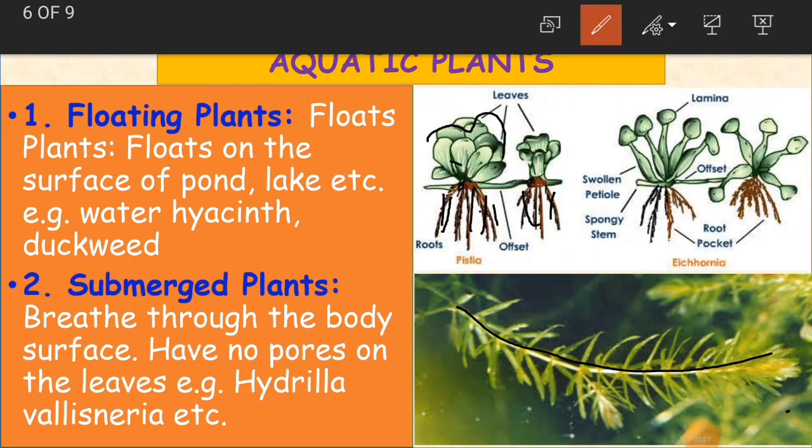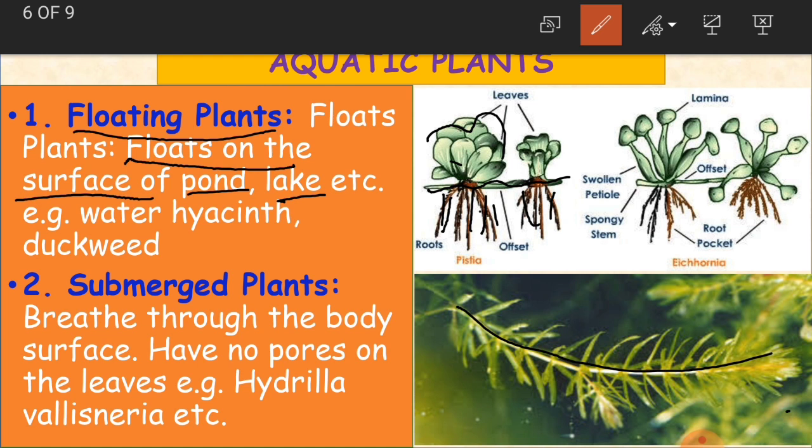Aquatic plants. So how are aquatic plants, children? They are of two types here: floating plants and submerged plants. So what is a floating plant? Floating plants are those which float on the surface of water bodies like ponds and lakes. In such water bodies, these plants float on the surface of the water.